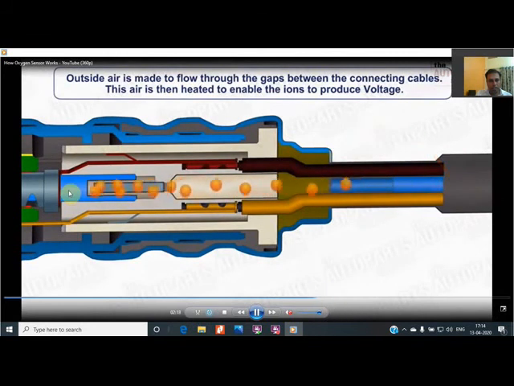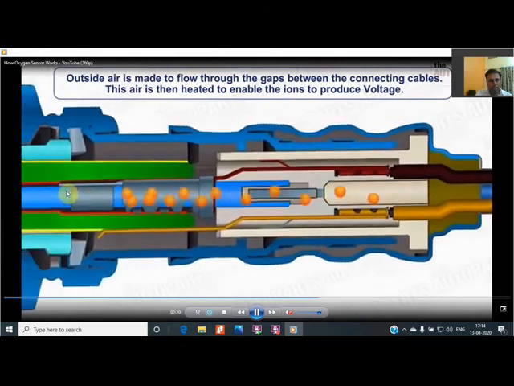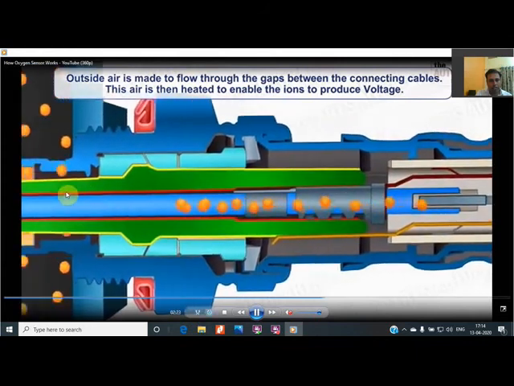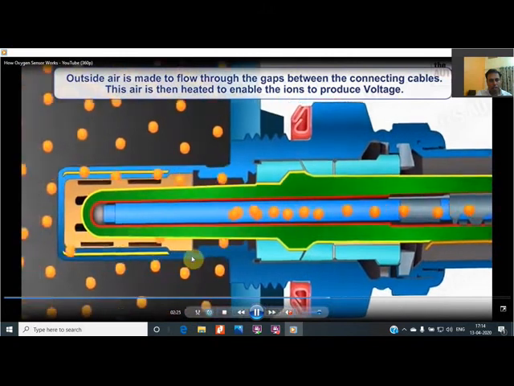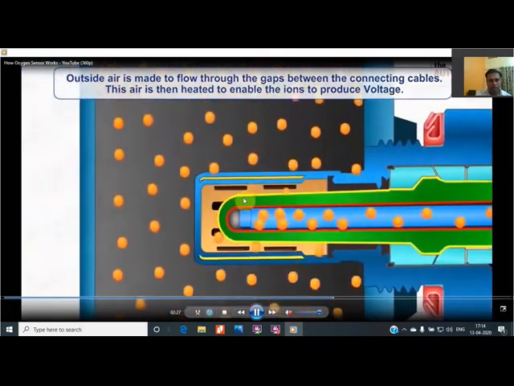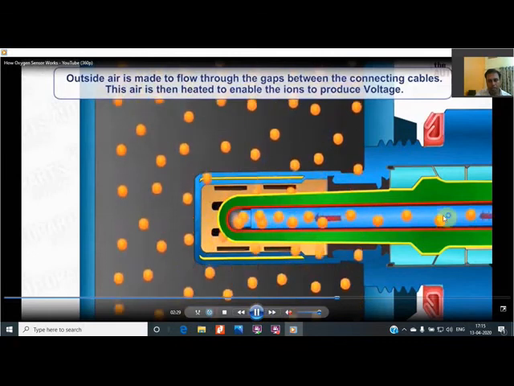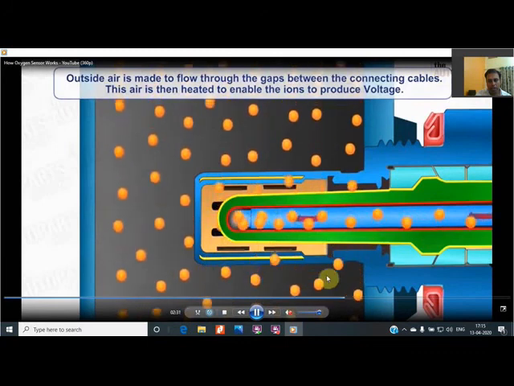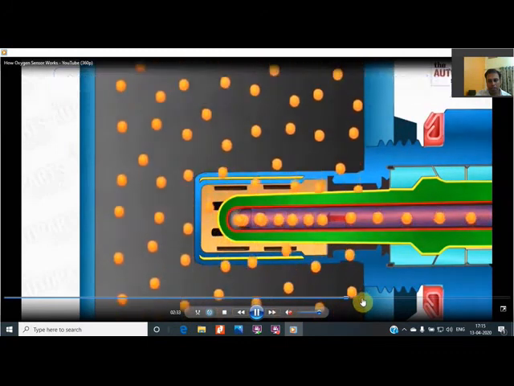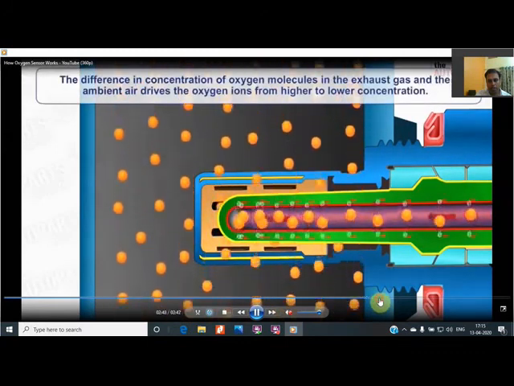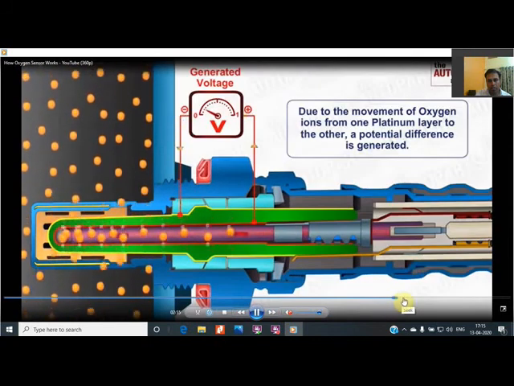This is the fresh air, and this is the air in the tailpipe. From the density difference of these two, the air over here and the air over here, a feeble voltage is generated in the zirconium dioxide electrode, and this zirconium dioxide electrode layer is being shown over here. From the zirconium dioxide electrode, a voltage is generated.